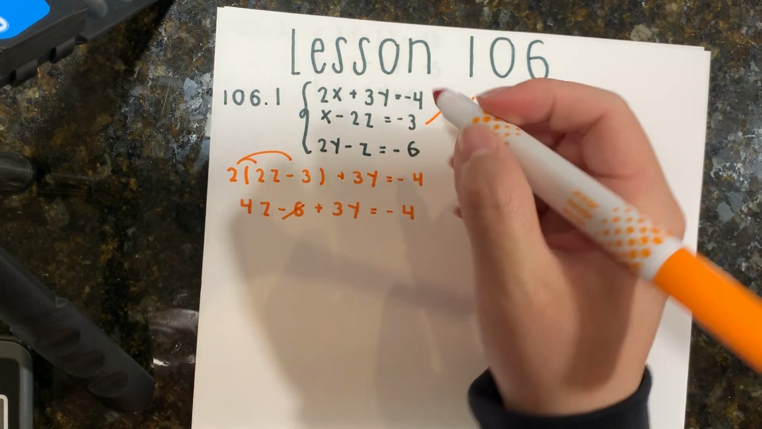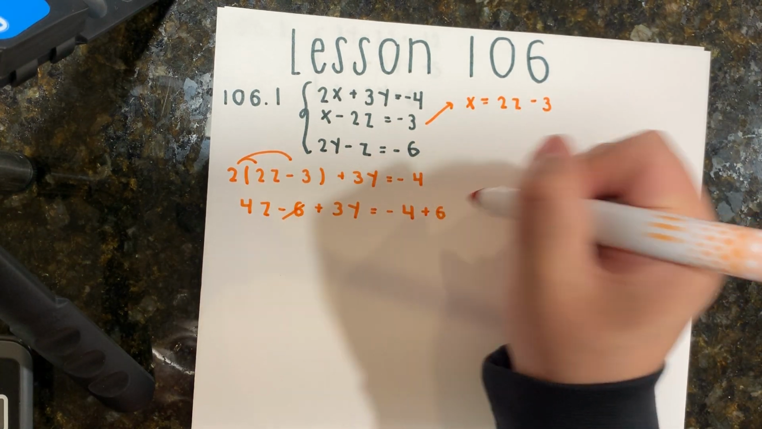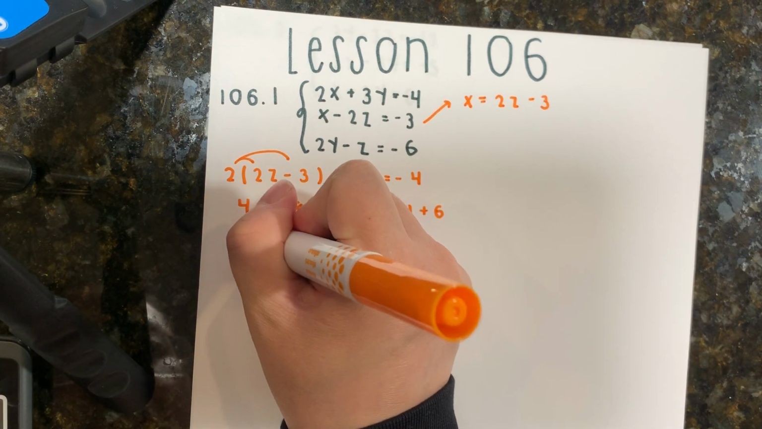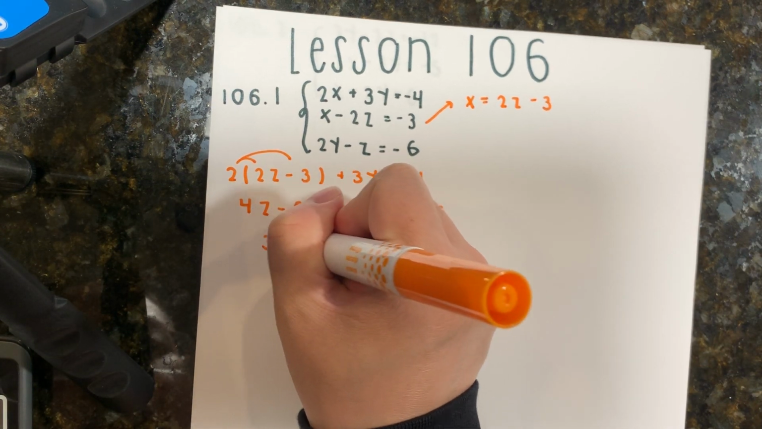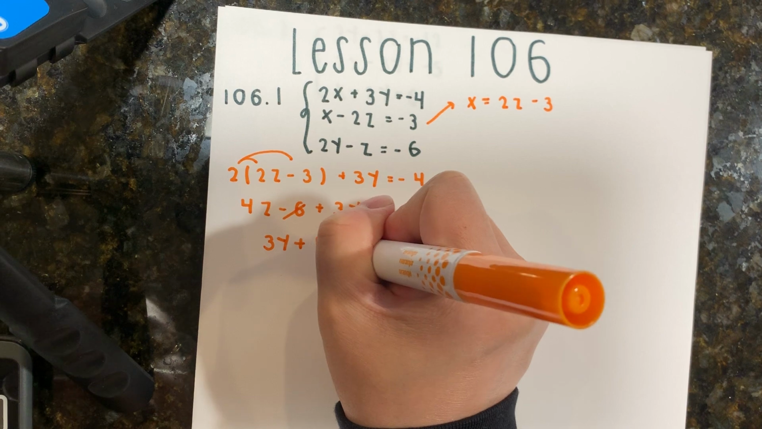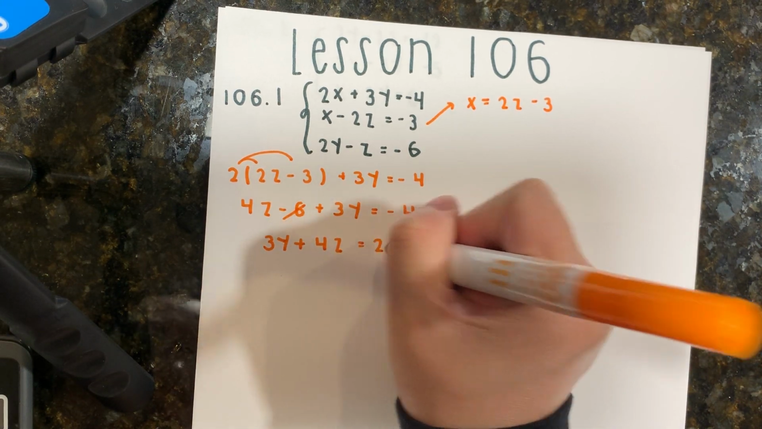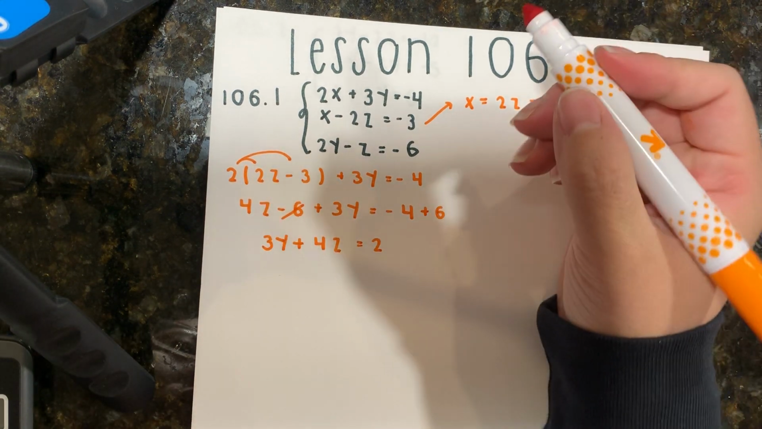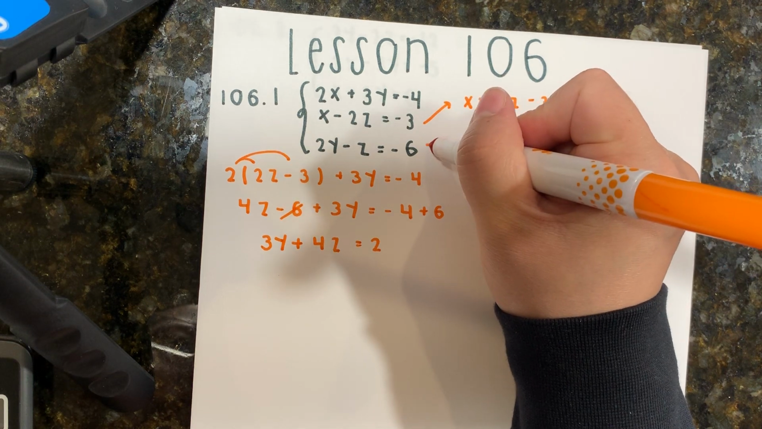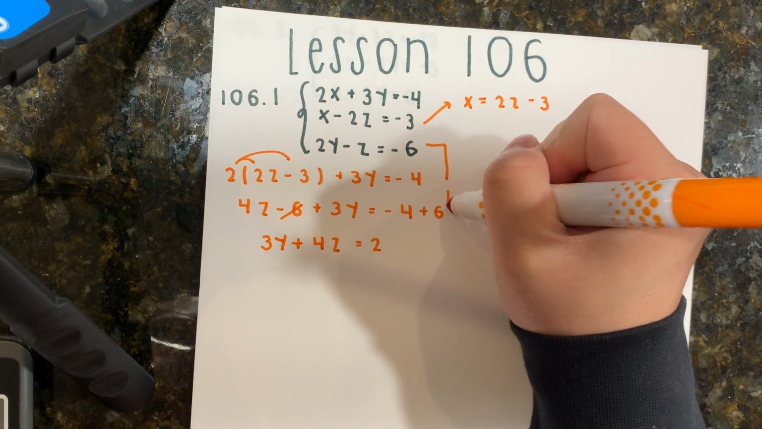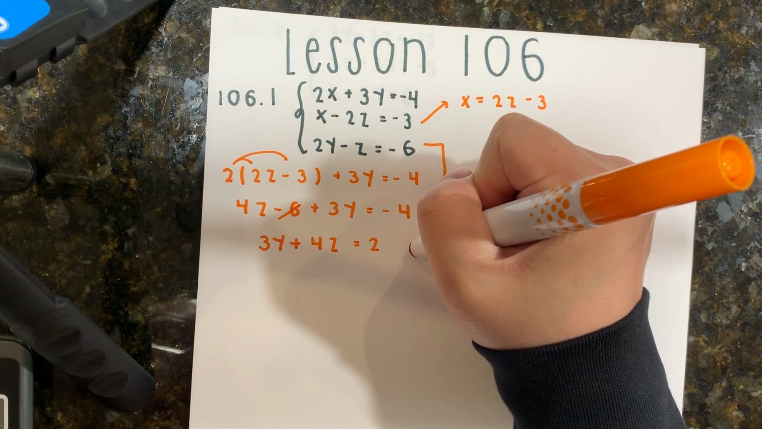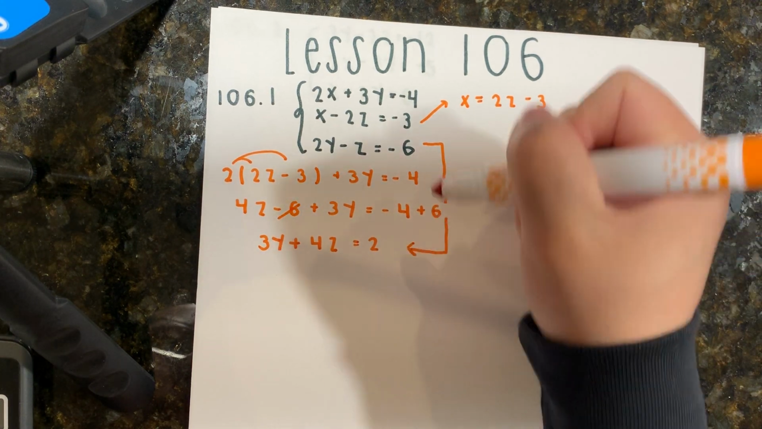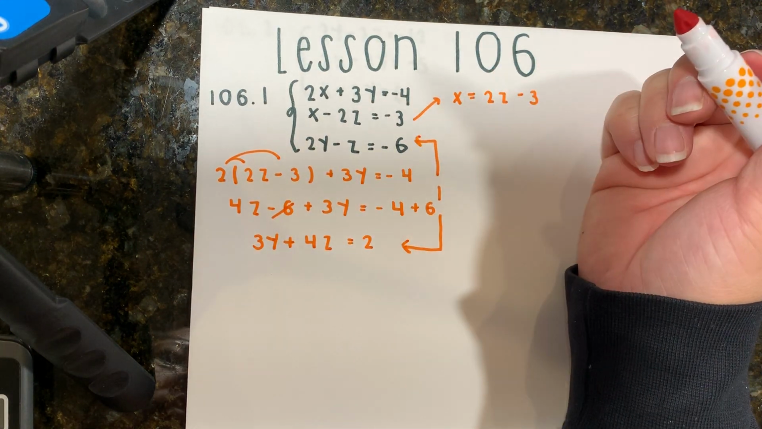If I move this 6 to the other side, I'm going to add 6. And I'm going to rearrange this so that the y comes first. So 3y plus 4z is going to be equal to positive 2. Now what you should see is you have two equations that contain y and z: the one you have not used yet and this equation here. So now I'm going to do elimination with those two.